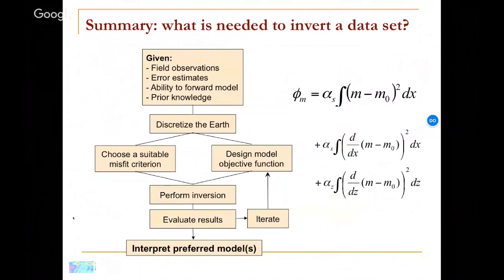In order to do that, we actually have to do a whole workflow. Everything from collecting the data, understanding what the data are, the uncertainties. We're going to have to discretize the Earth, divide it into a whole bunch of little blocks. And then we're going to have to adjust the values of those blocks so that we go ahead and fit the data. So the process is involved, but doable.